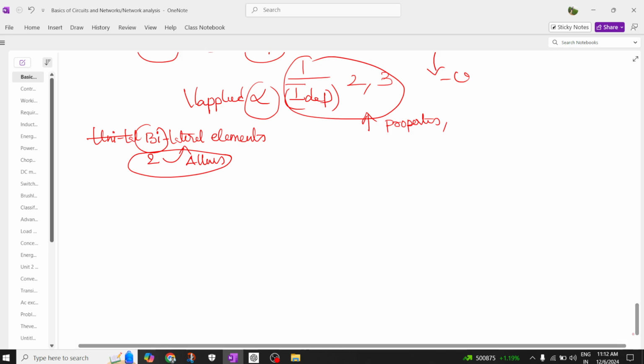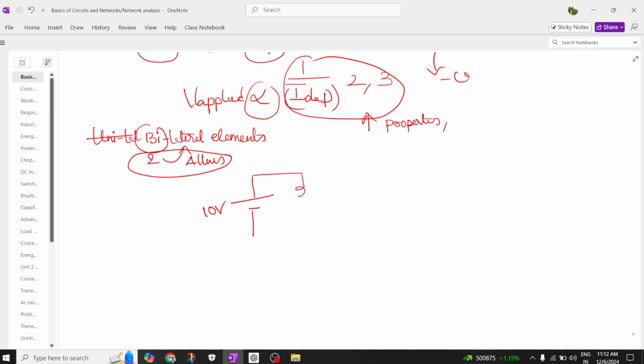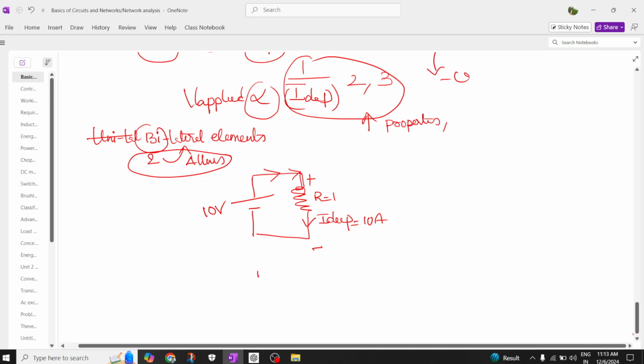For example, I am taking an active element, some voltage, some 10 volts. I am connecting a resistor. So the current flows from top to bottom, with the polarities positive, negative, and this is the developed current. So I am labeling this R is equal to 1. Okay, let's try to understand this current as some 10 amperes.